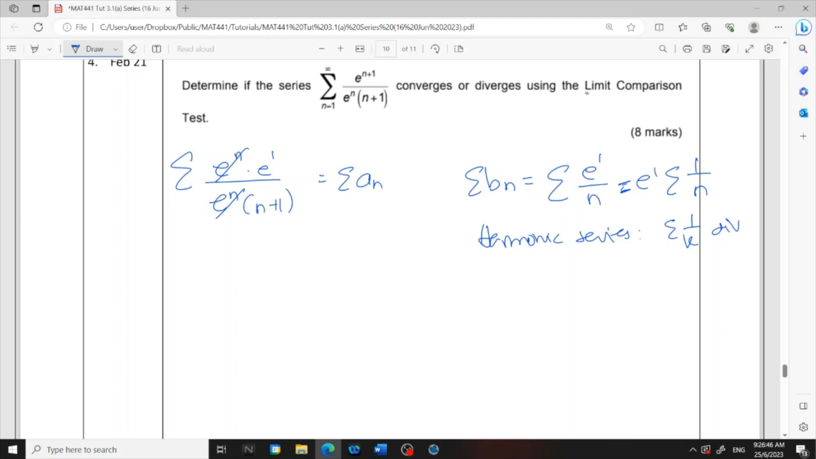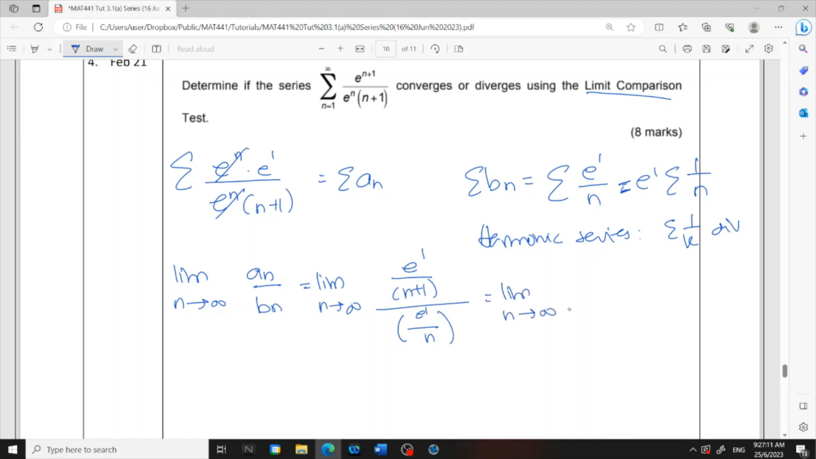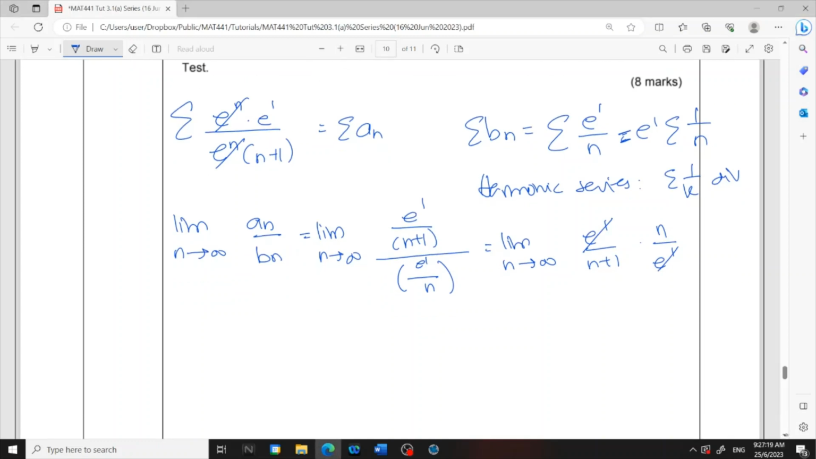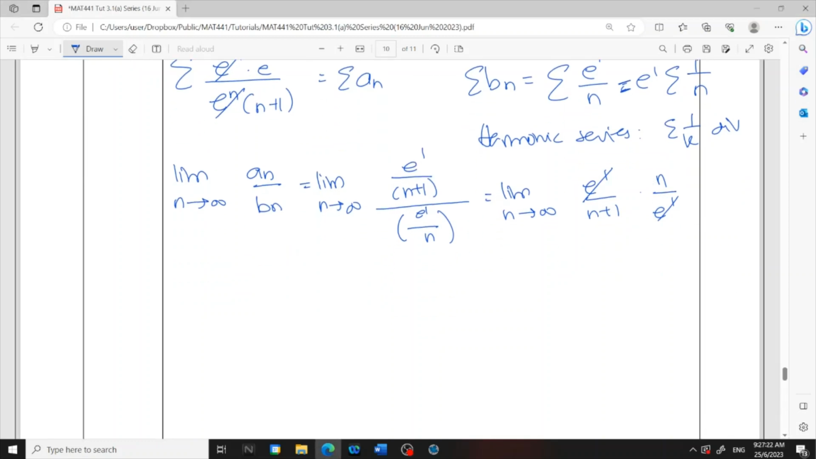So by using the limit comparison test, limit as n approaches infinity of an over bn. an just now is exponent 1 divided by n plus 1, divided by exponent 1 divided by n. So we can rewrite this function times n over exponent 1. Again we can cancel. So this becomes n over n plus 1, which gives infinity over infinity.